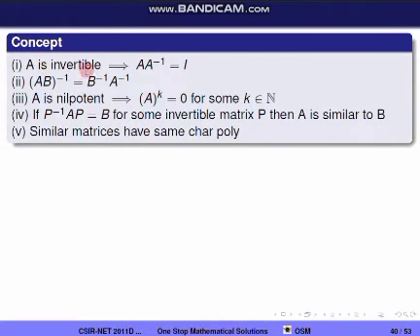A is invertible implies A into A inverse is equal to I. (AB) whole inverse is equal to B inverse into A inverse. A is nilpotent implies A power k equal to 0 for some k in natural numbers. If P inverse AP is equal to B for some invertible matrix P, then A is similar to B. Similar matrices have the same characteristic polynomial. So now we'll move on to the question.